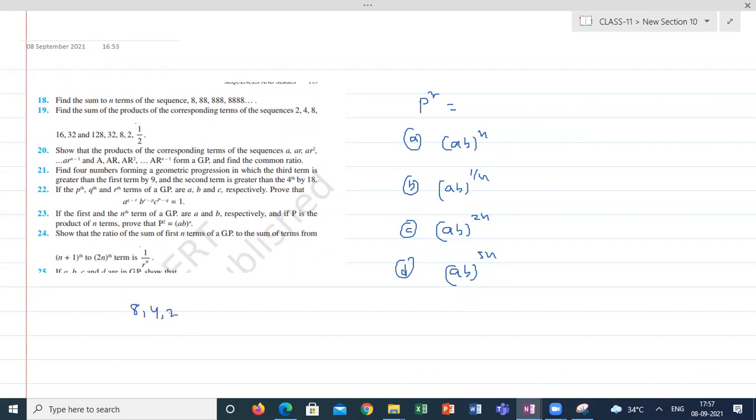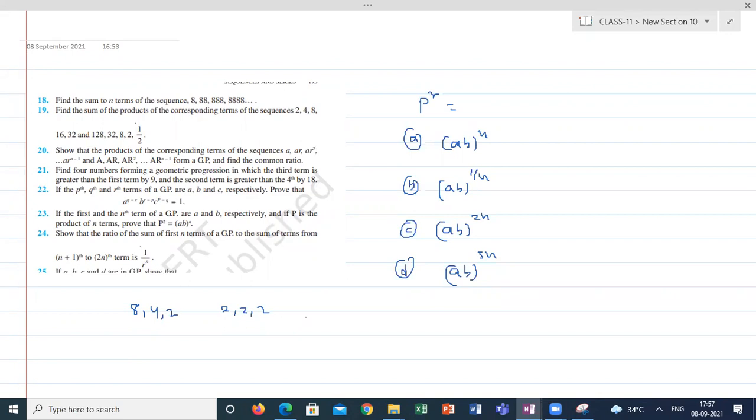8, 4, and 2. Why can't I take a common ratio of 1? I can take 2, 2, 2. Is it possible? Is 2, 2, 2 in GP? Sir, it is in GP as well as AP. Yeah, so I can apply it now. I need GP only, and there are 3 terms. Okay, sir. The product of 3 terms is how much?